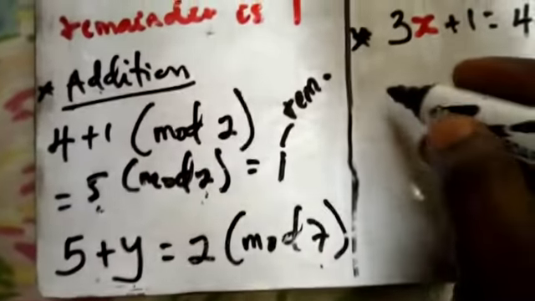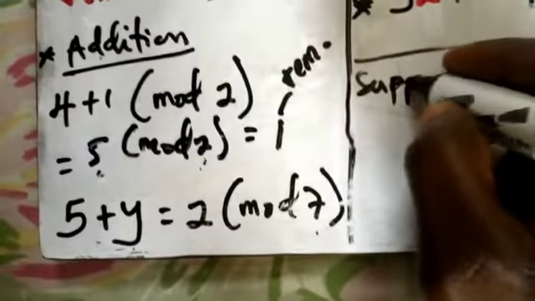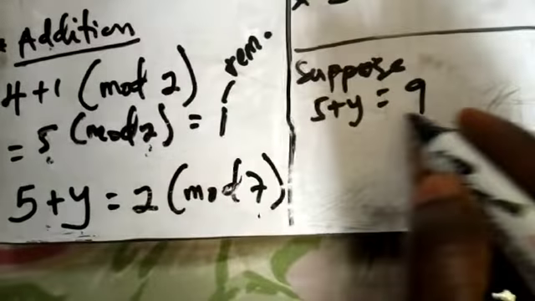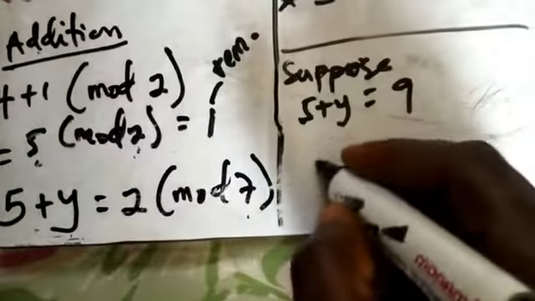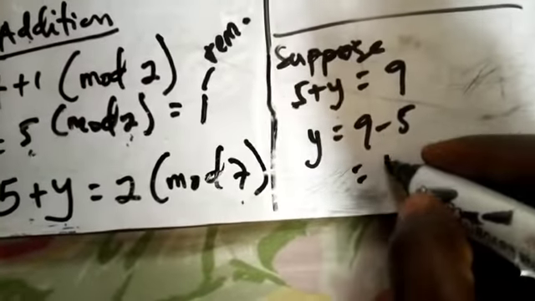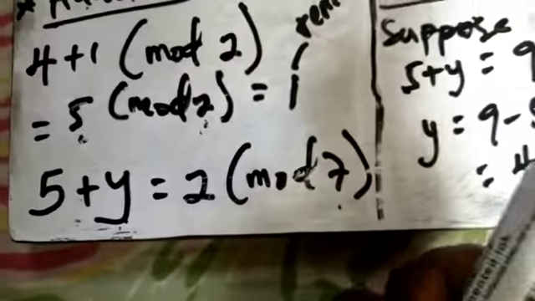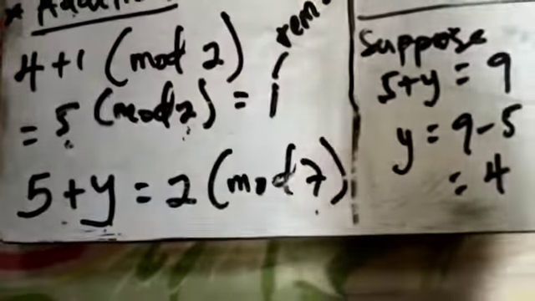So we are going to assume, suppose that 5 plus y is equal to 9. Then you solve for y, right? What you do is that this 5 goes away, so y is equal to 9 minus 5, which is equal to 4. Can you see that? Therefore our y here is equal to 4. Okay, very simple. Now let's move on.